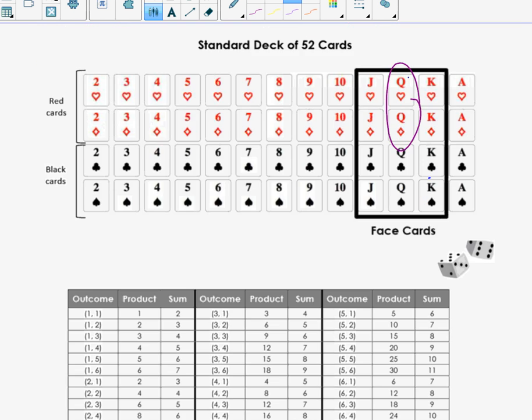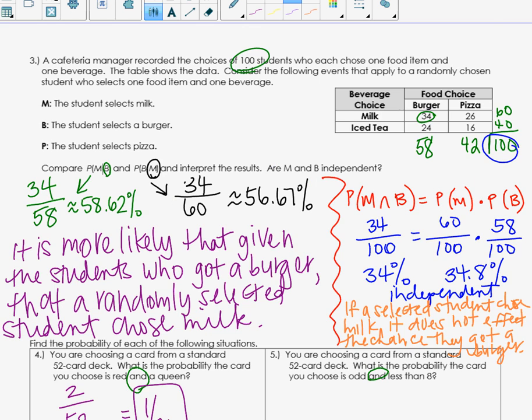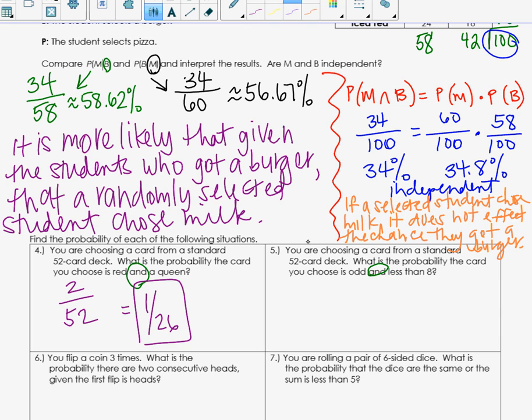Okay, so again, we want both things happening. So odd and less than 8, that means I don't care about any of these because I want everything to be less than 8. So these are odd, these are odd, and these are odd. That's 12 cards total. So the probability is 12 out of 52, which reduces down to 3 out of 13, not 4 out of 13.